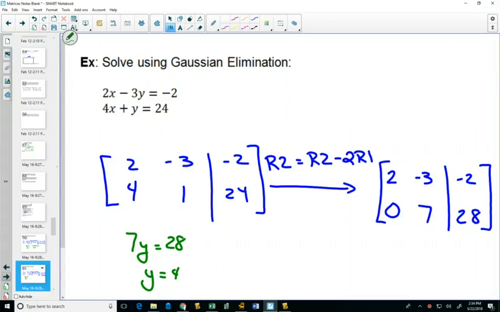And plugging that back into the original one, 2x minus 3 times 4 equals negative 2. 2x equals 10. And x is equal to 5. Yeah, it's supposed to be a nice looking 4, but it did not turn out that way. And if you check them, sure enough, the second one works. 10 minus 12 is negative 2. Both of them work.